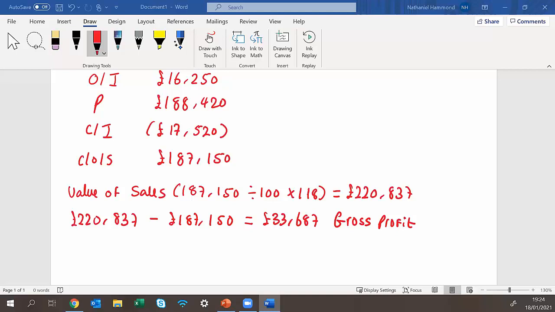Very, very good marks to get in your FAPR exam or in your synoptic. You know, if you can nail this, they're really, really good marks to pick up.